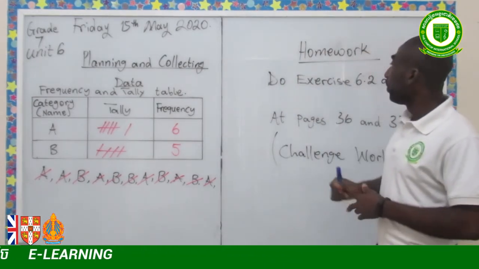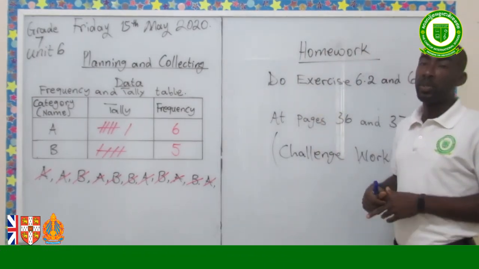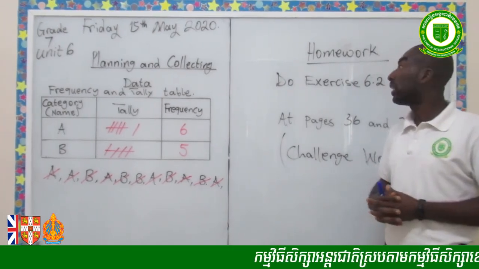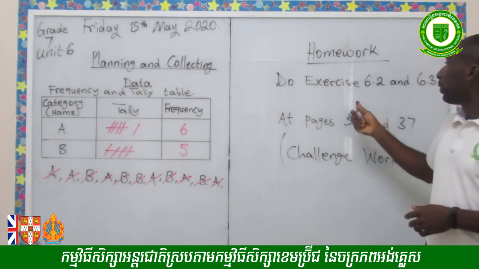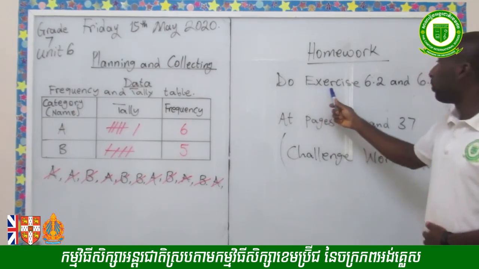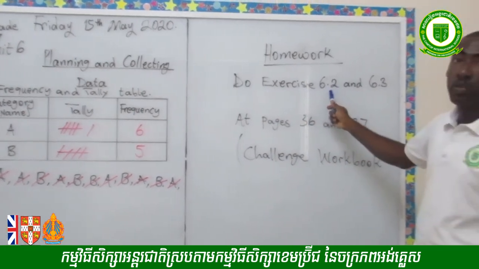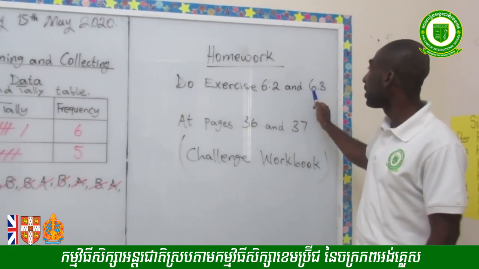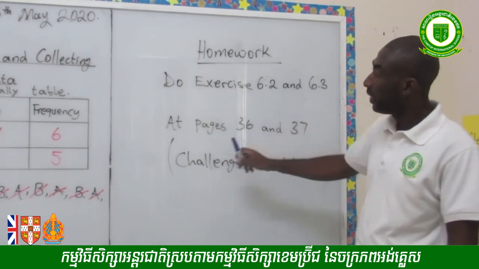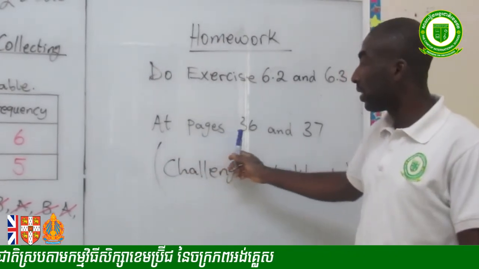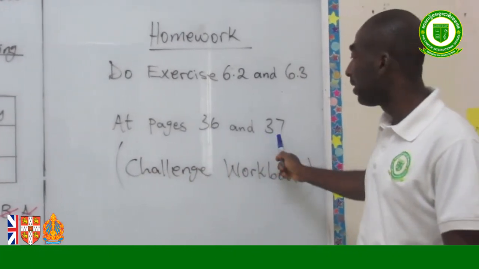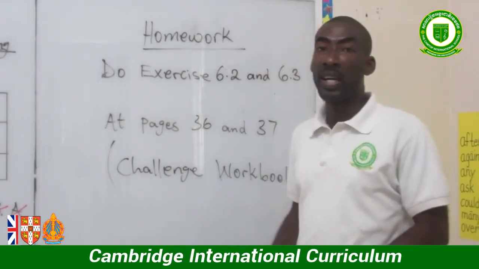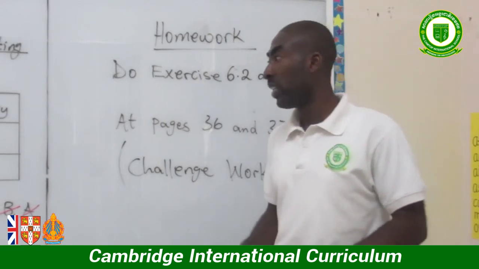So in this session we will have our homework so that we will finish our lesson on planning and data collection. So you have homework from exercise 6.2 and exercise 6.3 at pages 36 and 37 from the Challenge Book part of your textbook.